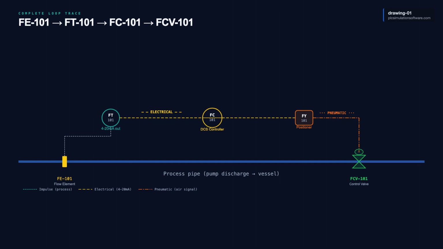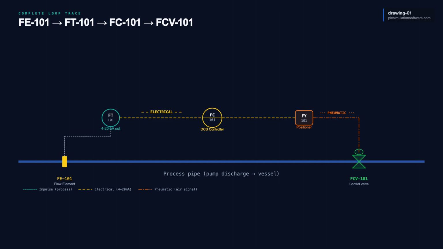Another dashed electrical line carries the controller output back to the field. It connects to a flow control valve positioner, tagged FY101. The positioner is the signal converter sitting on the valve actuator. It receives the 4 to 20 milliamp controller output and converts it to a pneumatic signal. A dotted line then runs from the positioner to the valve actuator. The valve actuator drives the valve stem.